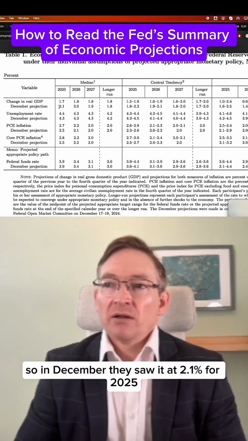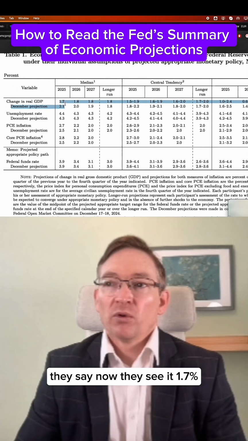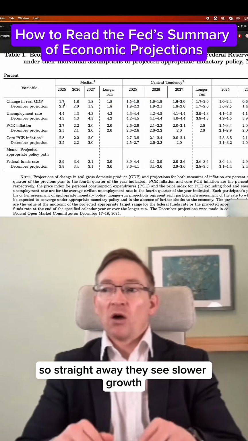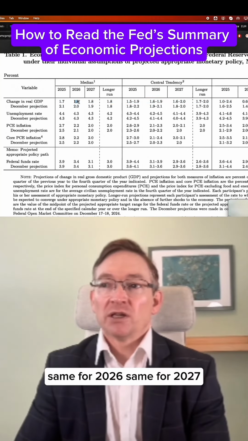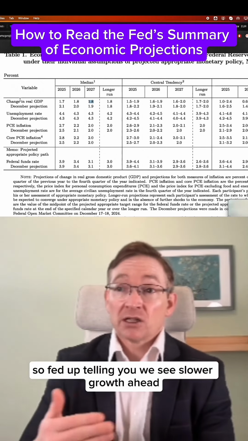So in December, they saw it at 2.1% for 2025. And look, in the last decision we just had in March, they say now they see it at 1.7%. So straight away they see slower growth. Same for 2026, same for 2027. So the Fed are telling you we see slower growth ahead.